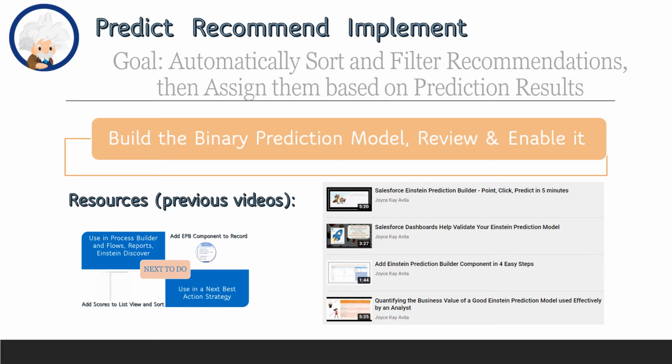Building a prediction model, reviewing it, and enabling it has been the focus of several YouTube videos in my series. If you want more detailed information on how to use the Einstein Prediction Builder, please take a look at some of those videos. I'll include the links to the playlist. You'll notice that after building the prediction model in Prediction Builder, there are many things you can do with the results. One of the things you can do is to use the results in a next best action strategy, which is what we'll take a look at now.